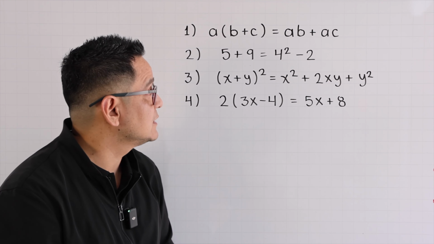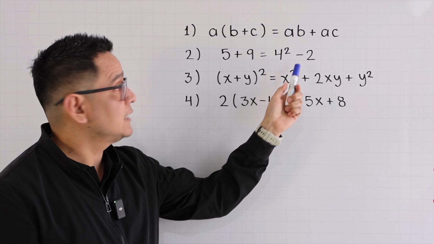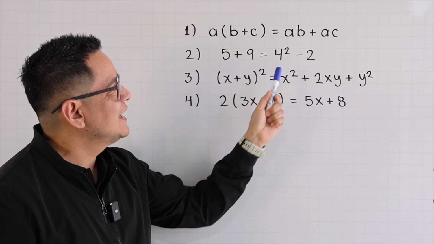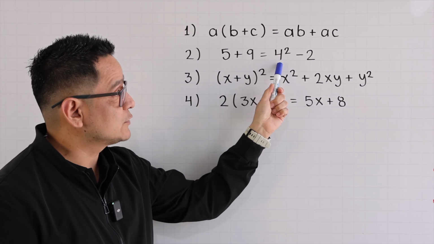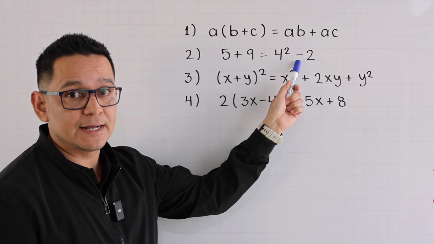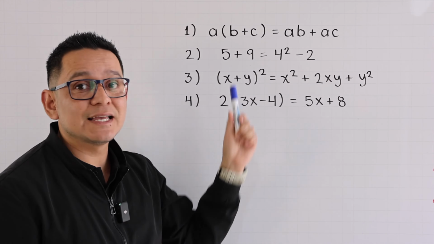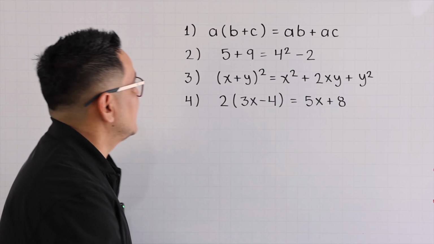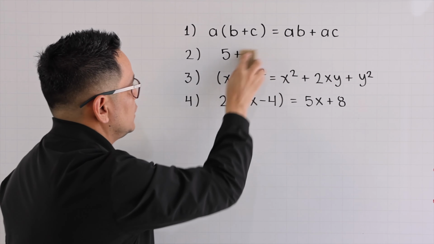I mean, we don't have variables, but it is still an equality, right? Look, here we have 5 plus 9, which gives me 14. And here we have 4 squared, which is 16 minus 2, which also gives me 14. So, this one here is an equality, but it's not an algebraic equality. So, let me just remove it right now, so it doesn't confuse us.